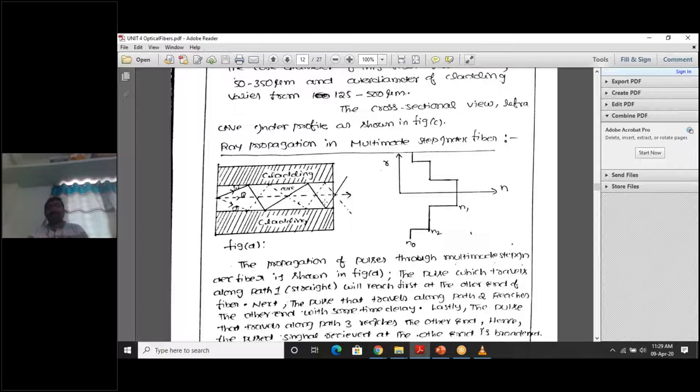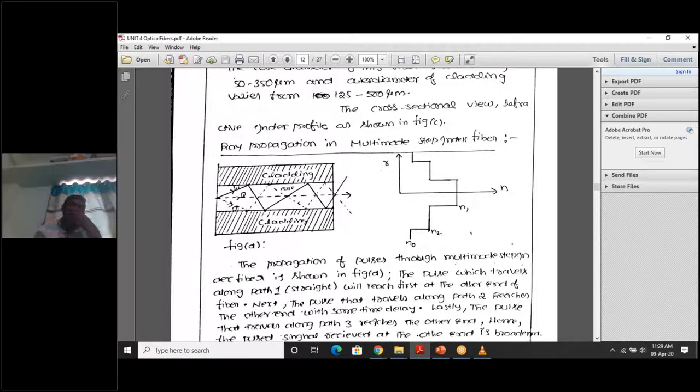But there is one problem. You may think that multimode step index optical fiber is more advantageous than a single mode step index optical fiber. Of course, but single mode fiber has its own drawbacks and its own plus points. Multimode step index optical fiber has its own advantages and disadvantages. First of all, what is the disadvantage of this multimode optical fiber?